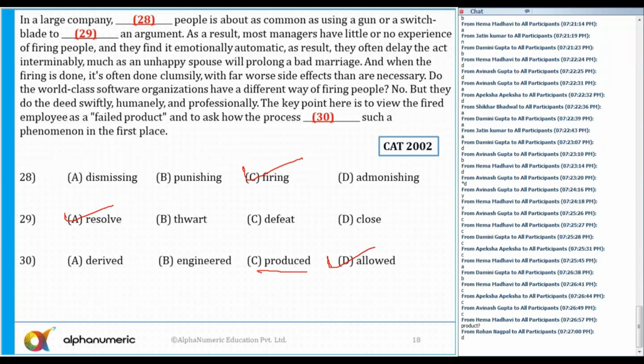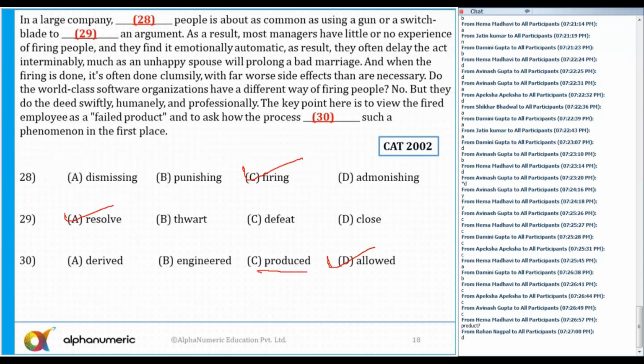You look at it as a failed product. You can look at the employee as a failed product, but the employee is not produced. You allowed such a phenomenon in the very first place. How did you allow a person who could not work? How did you select such a person in your company? I think allowed is better. So I'm going to mark allowed.